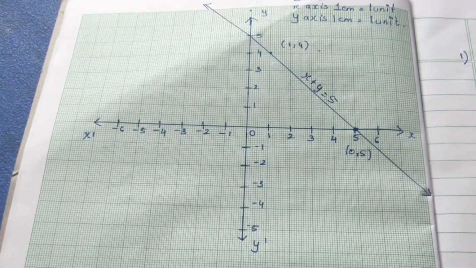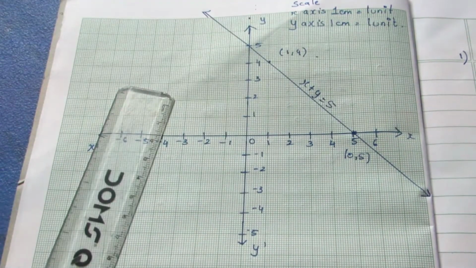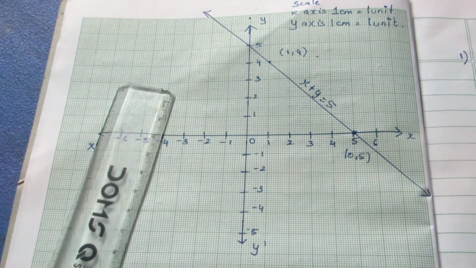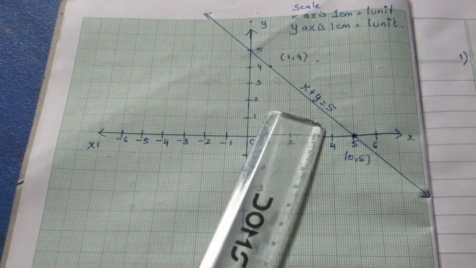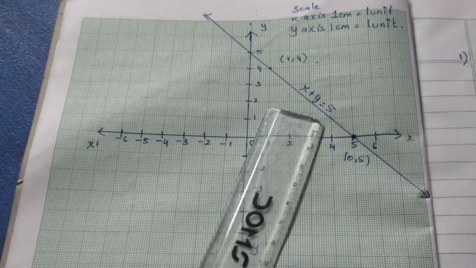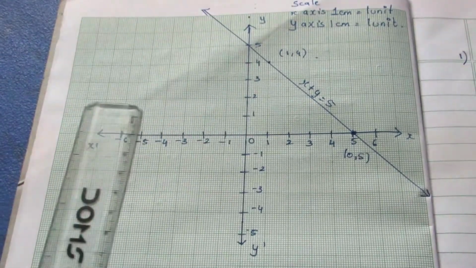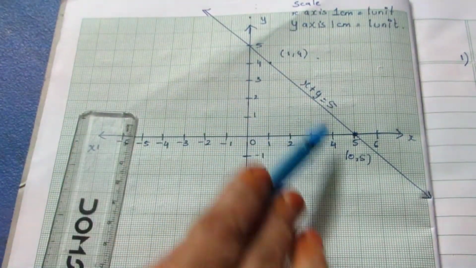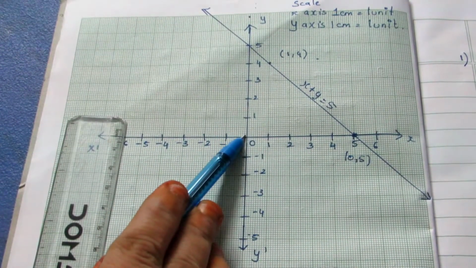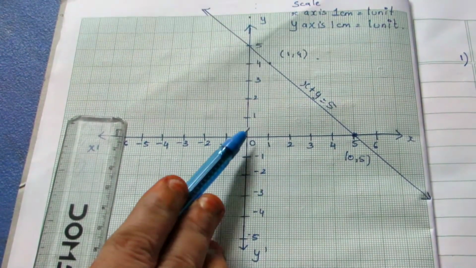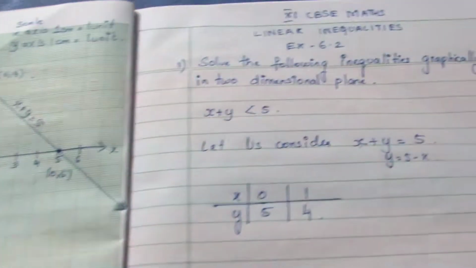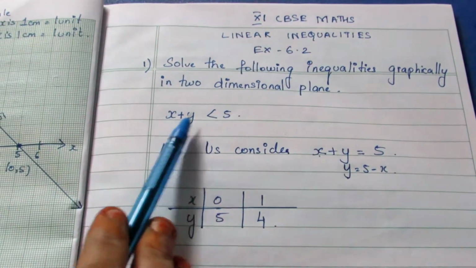So we have marked only x plus y equal to 5, but we want x plus y less than 5. This is not the graph of x plus y less than 5; this is the line x plus y is equal to 5. To find x plus y less than 5, take any point over here or here. If the point (0, 0) is not on the line, always take (0, 0) as the point. Substitute 0, 0 in x and y place in the given inequality.